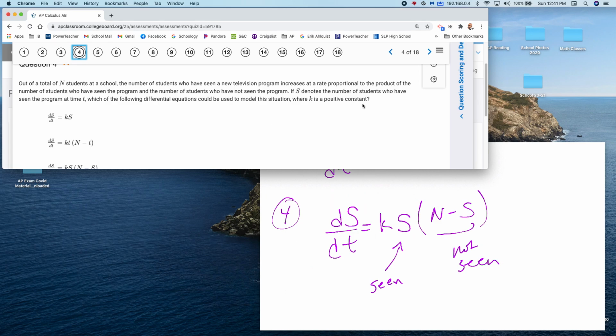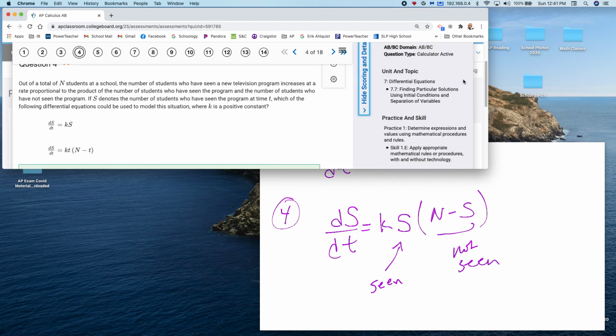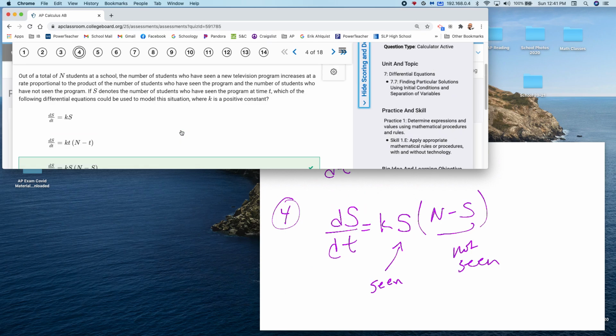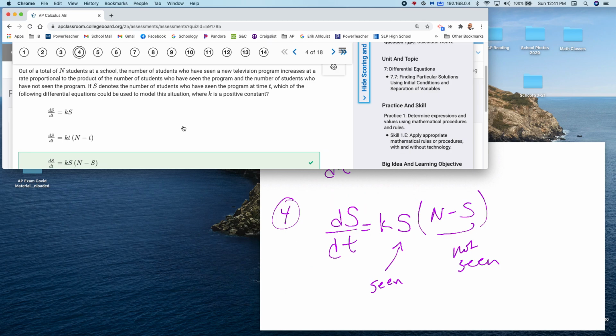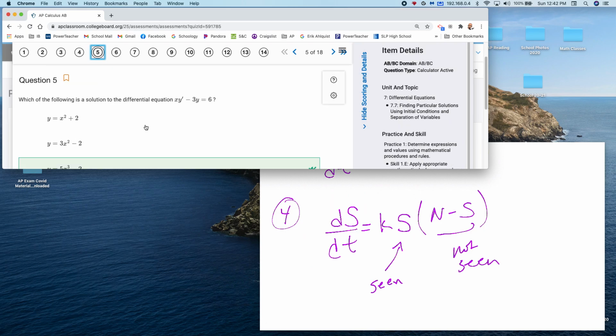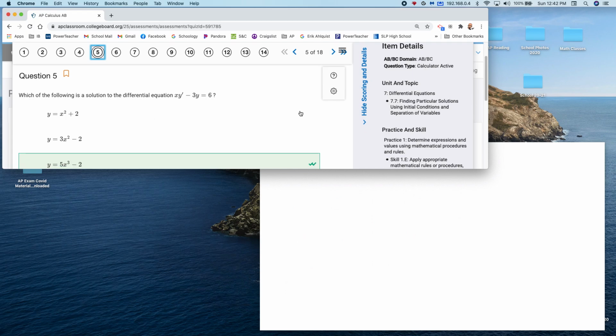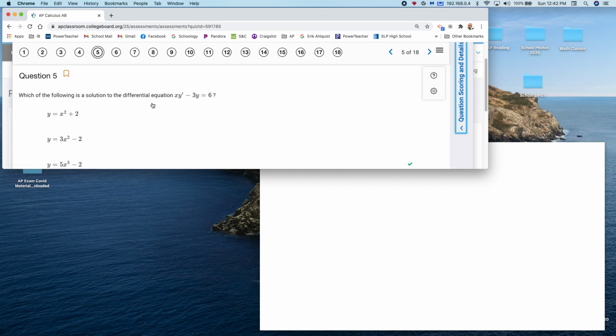So hopefully that gets me the right answer. And there it is, right there. Okay, so again, you're just writing these equations. There's not a lot of calculus involved with these questions, just knowing how to interpret things. So on this one, this is a trial and error.